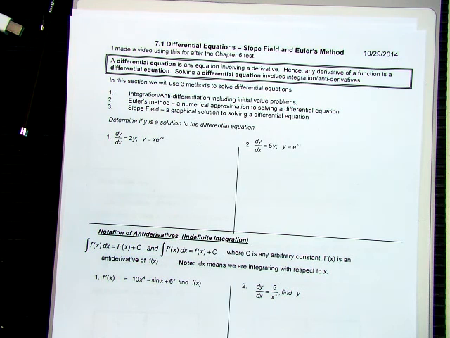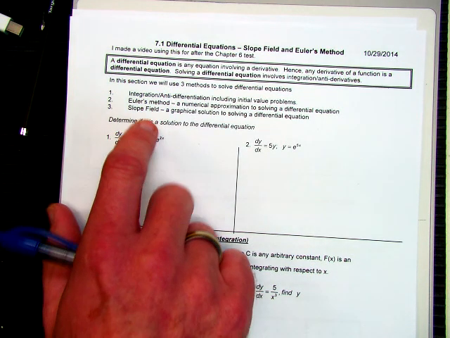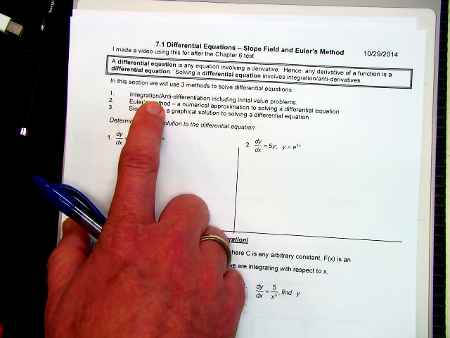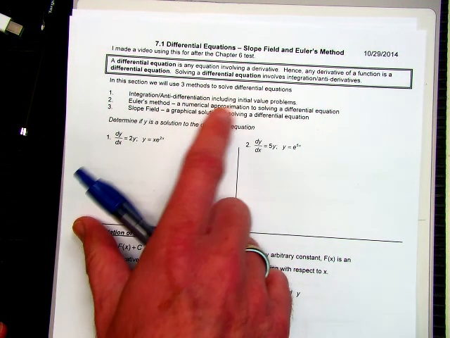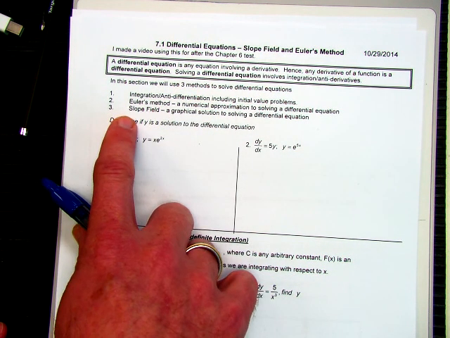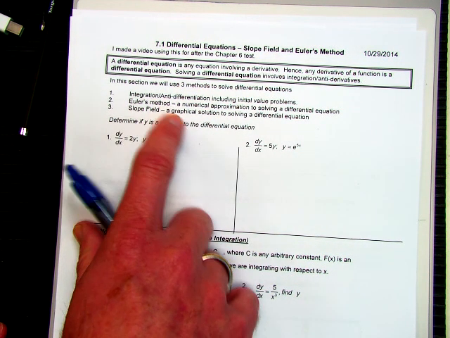So we're going to use three methods. We're going to do integration using anti-differentiation, including initial value problems, Euler's method, not today, and slope fields. We'll do 1 and 3 today.